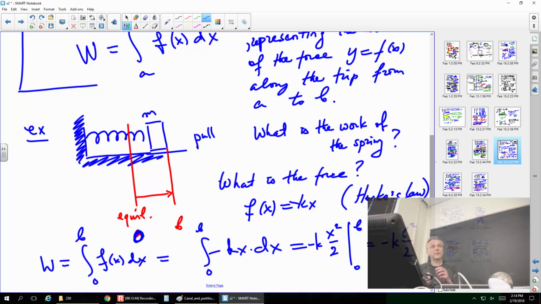So the mass doesn't matter whatsoever? Hold on a second. Mass doesn't matter. I don't know. I haven't had physics yet. Well, the formula is correct.